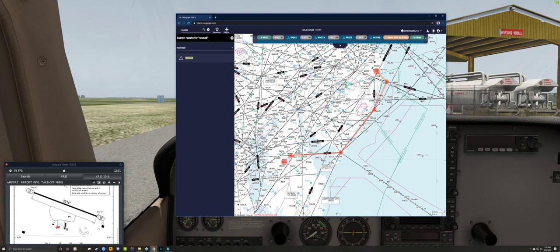SimBrief is great. I usually use that for flight planning, but I'm not usually flying such a small aircraft and such small flight plans. It doesn't really add a lot of value if you're flying a one hour or less flight in a small area on an aircraft like the Cessna 172.